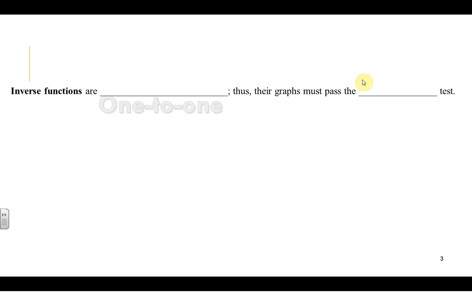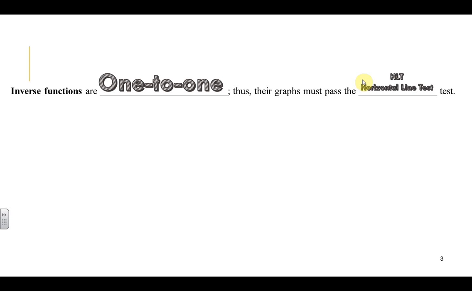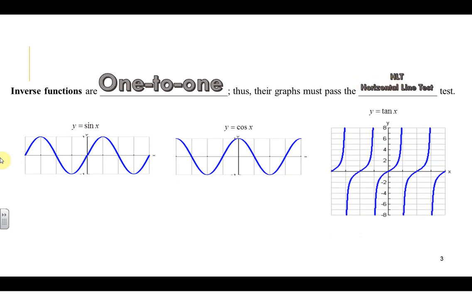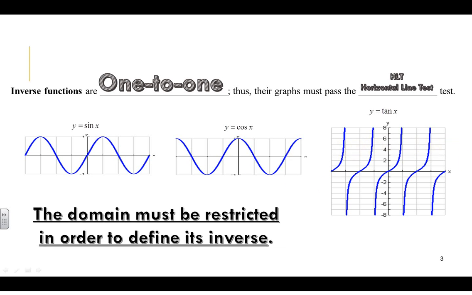Inverse functions are 1 to 1, thus their graphs must pass the horizontal line test. If you quickly imagine your sine wave or your cosine wave, they do not pass. If you visualize them, they don't pass the horizontal line test. They fail it. Tangent fails all over the place. So the domain must be restricted when we talk about the graphs of the inverse functions.